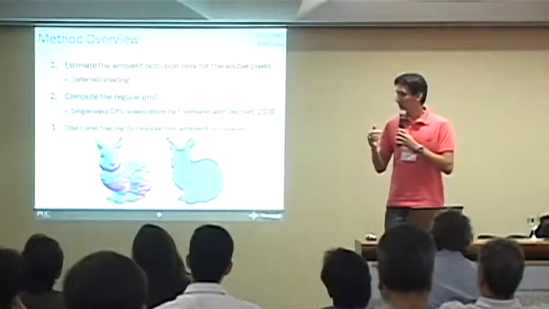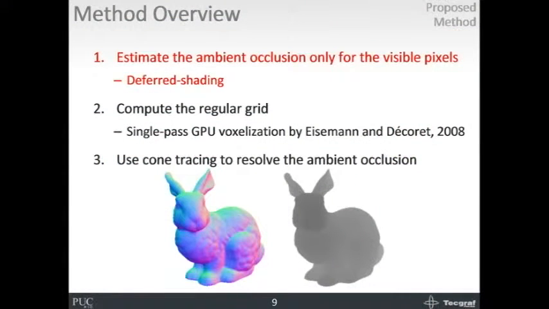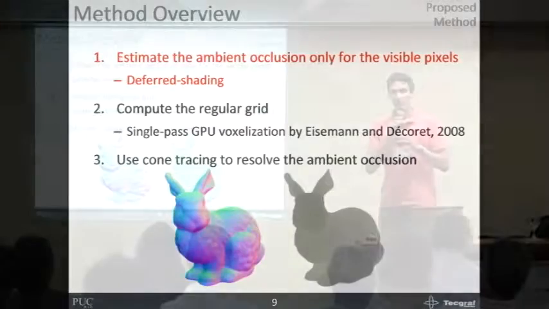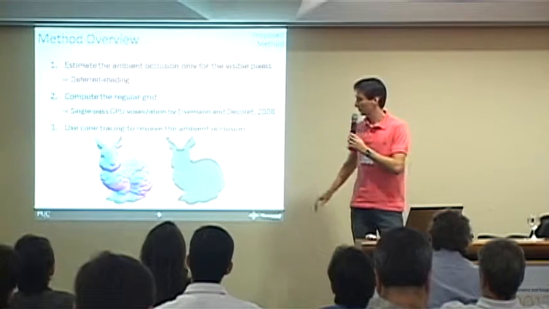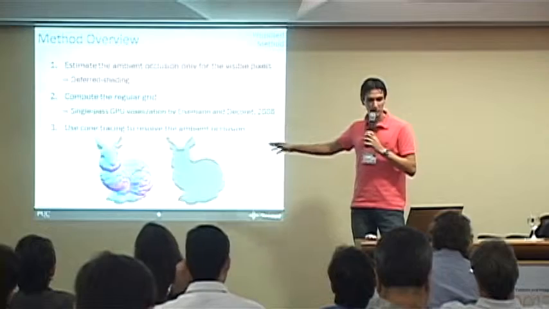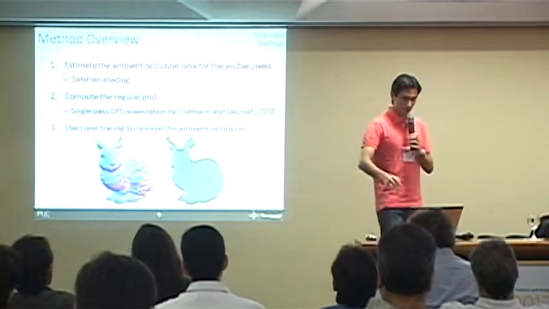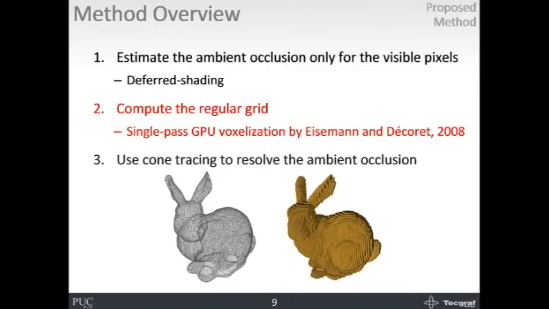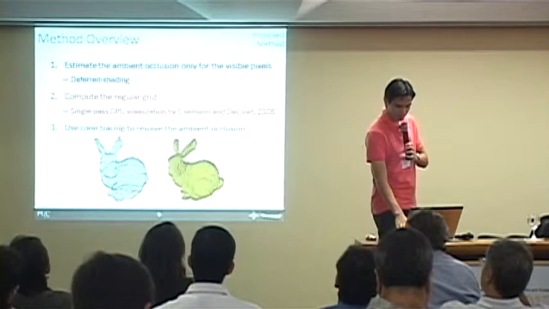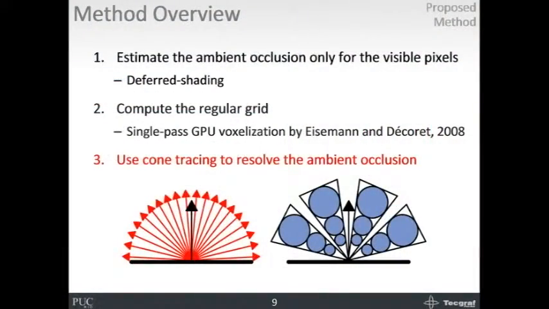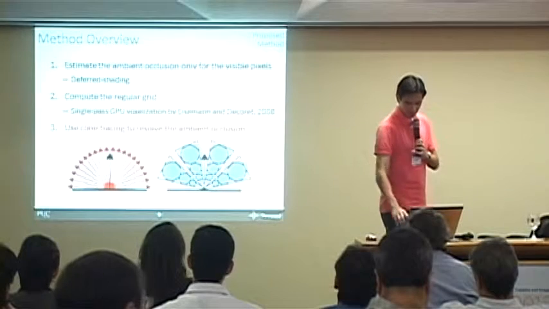Our method can be divided into 3 steps. First, we only want to estimate ambient occlusion for the visible pixels. We do that using deferred shading. So we construct 2 G buffers, first with normal and then with depth. The next step, we compute the regular grid for each frame using the algorithm by Eisemann. So we have the triangle meshes, we will then have the voxel grid, and then we resolve ambient occlusion using our method of cone tracing.